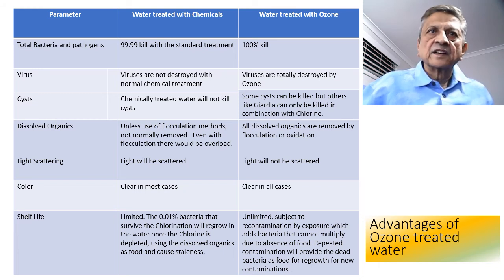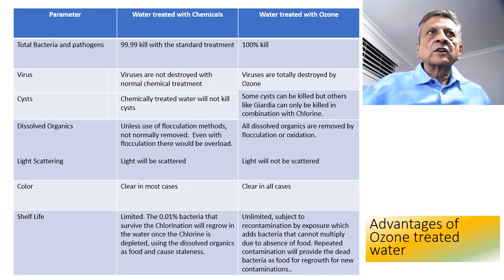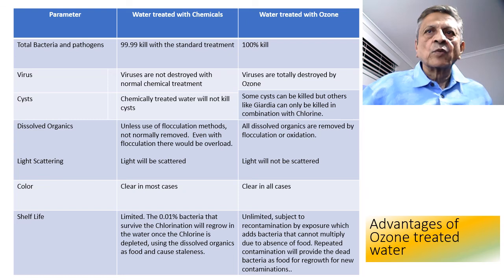Color: generally with chlorinated or chemical treatment, it would be clear in most cases, but with ozone, it will be clear in all cases. Shelf life: with chlorinated water, shelf life is very limited because the 0.01% of bacteria that survives the treatment will regrow in the water once the chlorine is depleted, using the dissolved organics as food and eventually cause the staleness of the water.